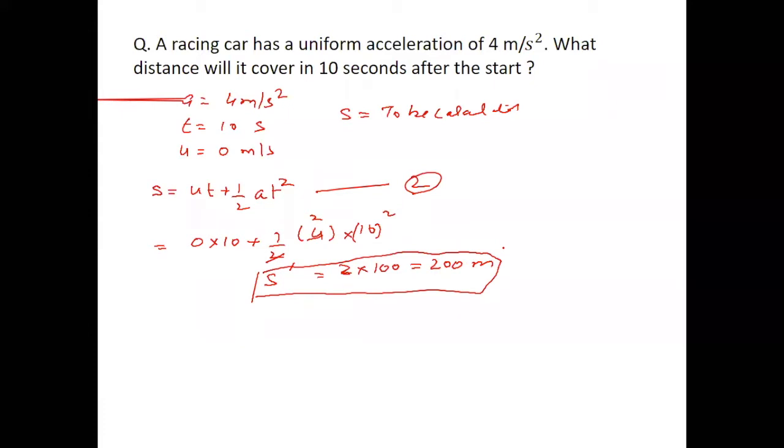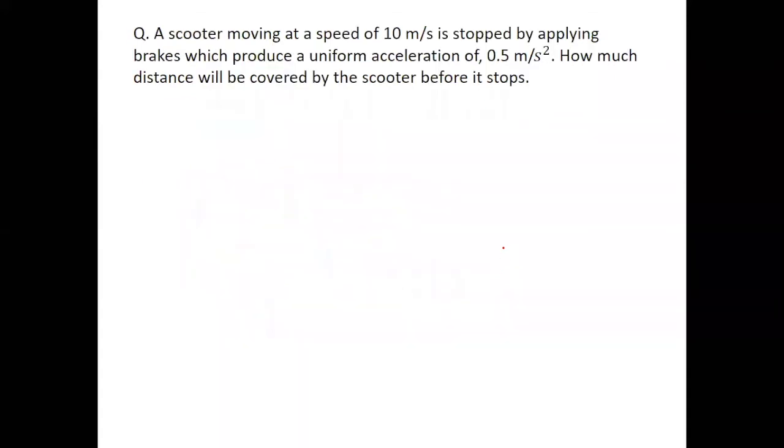Have you noted these questions? Can we go with the next question? Okay. A scooter moving at a speed of 10 meter per second is stopped by applying brakes, which produce a uniform acceleration of minus 0.5 meter per second square. How much distance will be covered by the scooter before it stops?